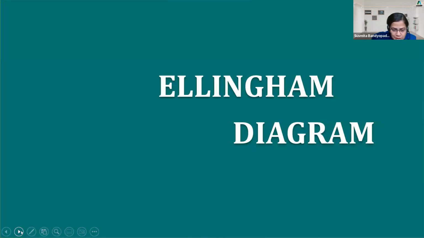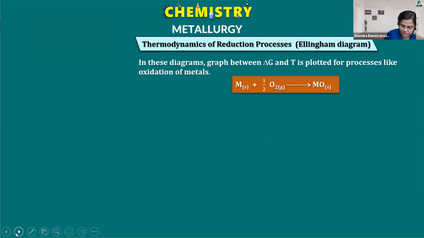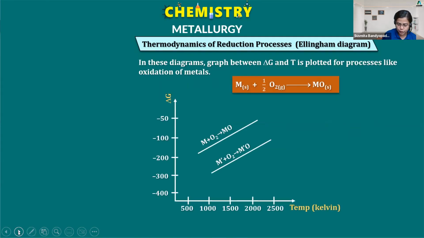Ellingham diagram. Most of the things I did yesterday in metallurgy, because slowly I want to take up this topic. Students, in the Ellingham diagram, what we do is basically plot delta G, that gives free energy change, versus absolute temperature, that means temperature in Kelvin scale. We want to plot Gibbs free energy change versus T, temperature in Kelvin scale.